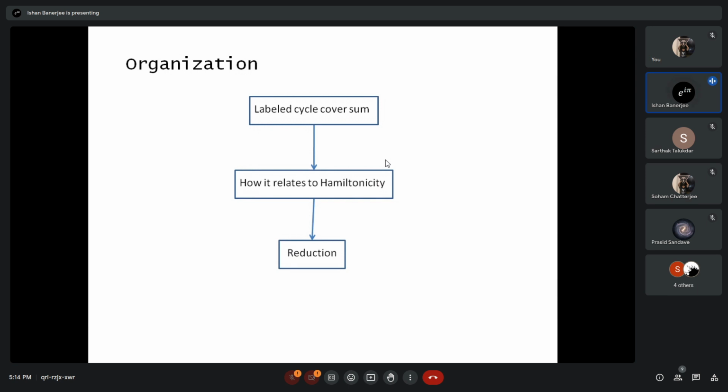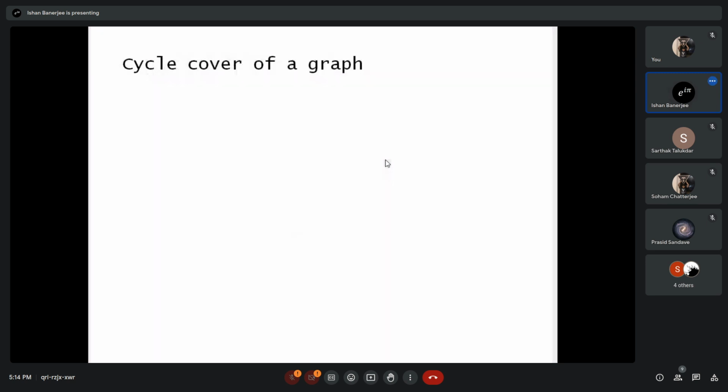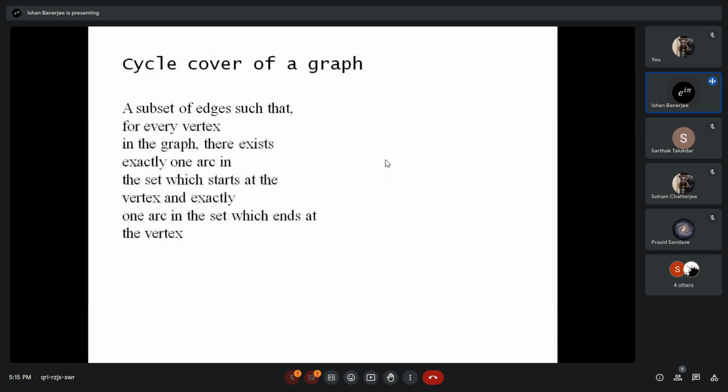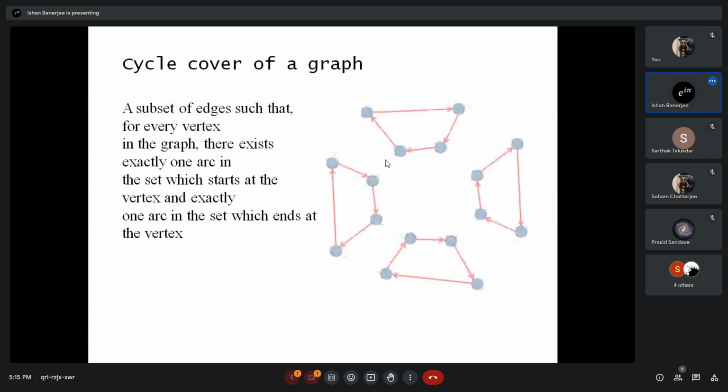Now the labeled cycle cover sum has the main idea of counting weighted cycle covers. So what is a cycle cover after all? Let's try to understand what a cycle cover of a graph is. Suppose we have a graph such that for every vertex in the graph, there exists exactly one arc which starts at that vertex, and exactly one arc which ends at that vertex. The collection of these arcs forms a cycle cover, which looks something like this.